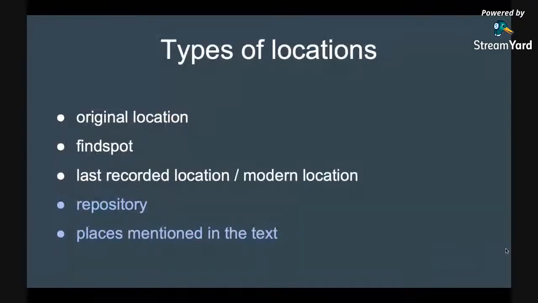So we can have different types of location in one inscription, and in this session we're going to deal with the first three of those five. So with the original location, with the Findspot, and with the last recorded location or the modern location of an inscription. And we can also have a repository, and of course we have the places mentioned inside the text, and you can find more information about how to deal with those two types of places in other videos.